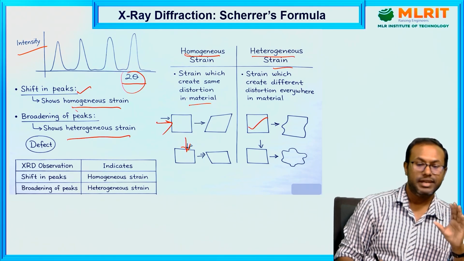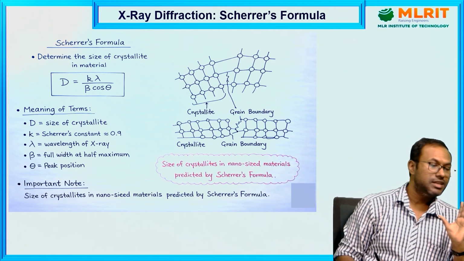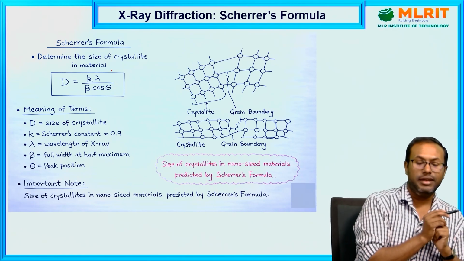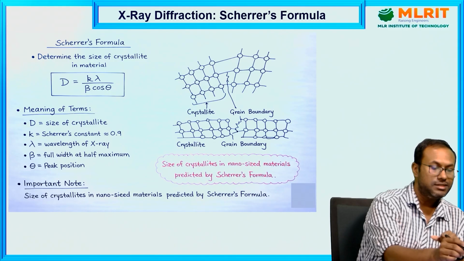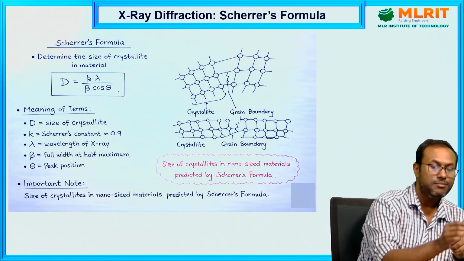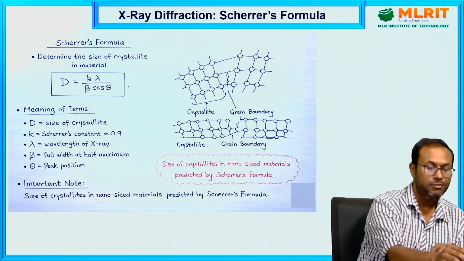Now come to Scherrer's formula. What is Scherrer's formula? It is used to determine the size of the crystallite in the material. The formula is given as D equals K lambda divided by beta cos theta. This is Scherrer's formula.